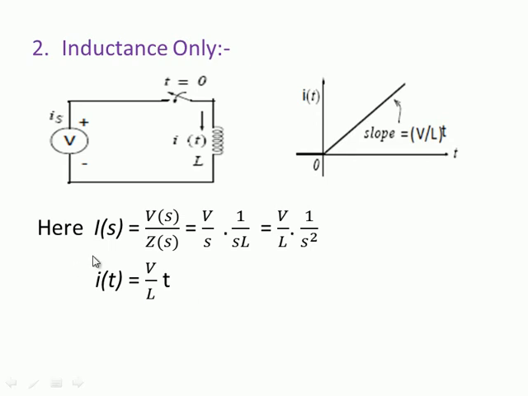So take the inverse Laplace of this. This is V by L, and 1 by S square gives t. So we are converting the S domain into the time domain. Now if you see, this term V by L is constant. So I of t is proportional to t. It means it's a linear function. There is a ramp signal just like this.